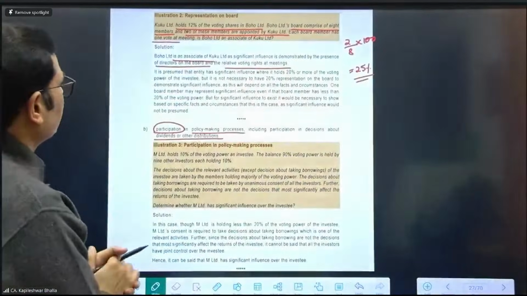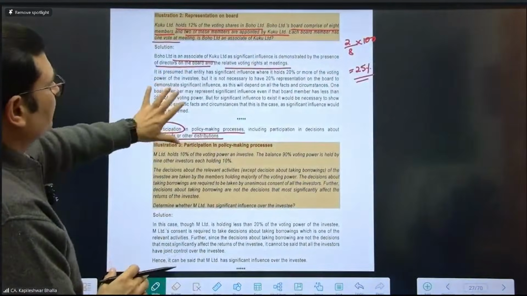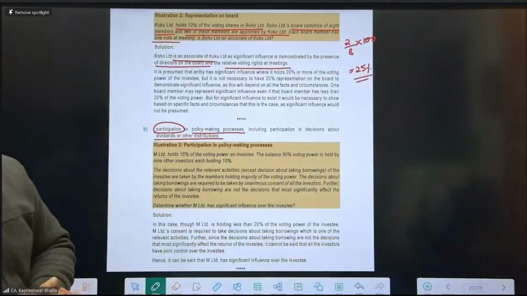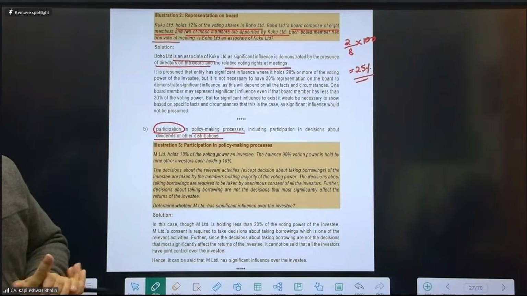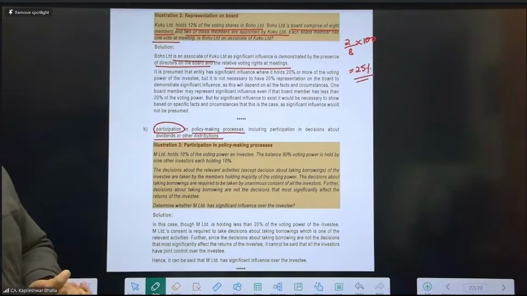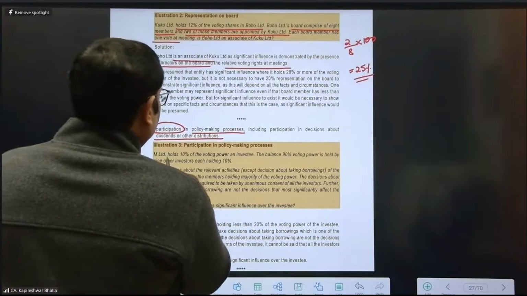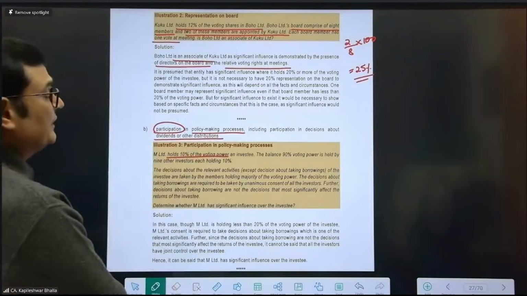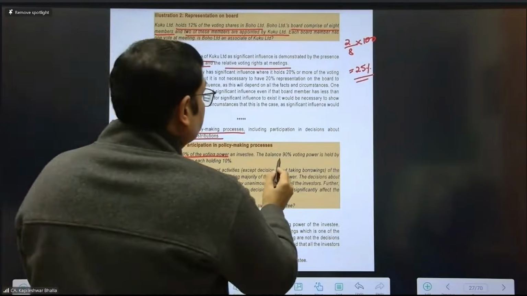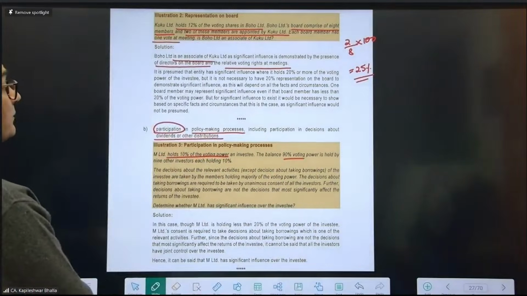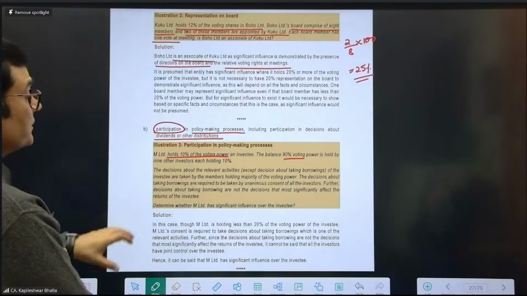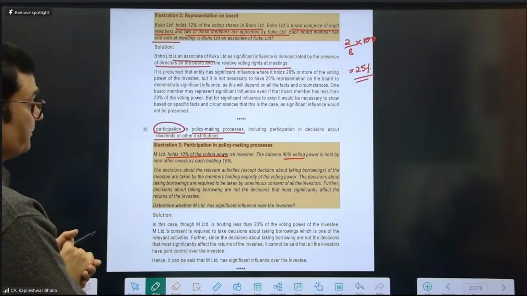Okay. Then there's something different which is given. That is the answer. Let's come to illustration 3. Now, in terms of illustration 3, we are given the inputs. It says M has got 10% voting power over the investee, and the balance 90% is held by 9 other investors which have got 10% each.